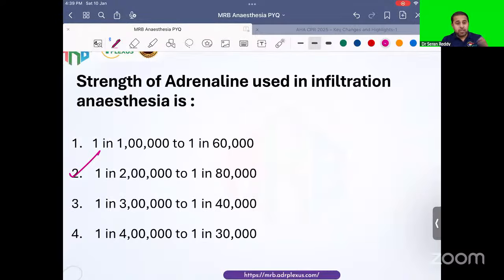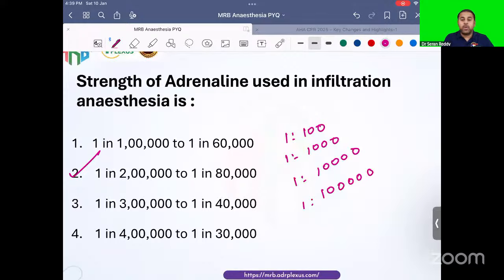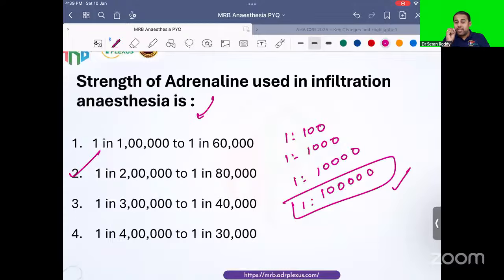So in one of the examinations, suppose these are the options given: 1:100,000, 1:10,000, 1:1 lakh. If these are the options given, what will be the best one which you pick? Fantastic. So among these, always the best for adrenaline is 1:2 lakh. Okay, that is the best one. We have to always remember in these examinations we have to choose the best answer, not just the right one.